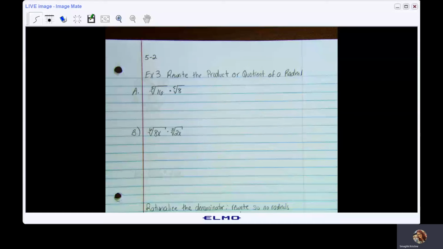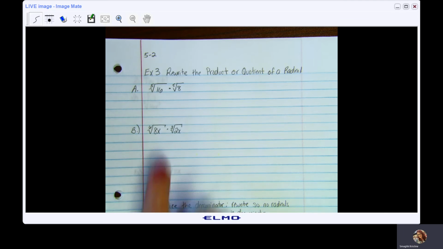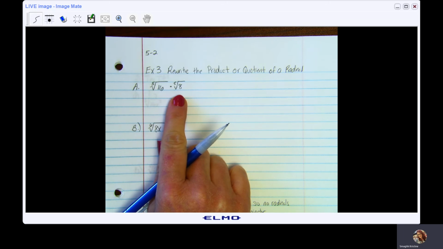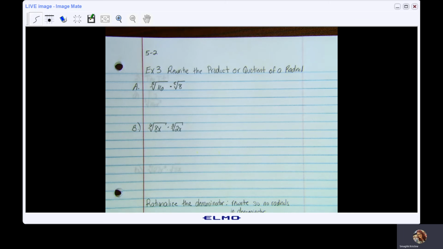In this video, we're going to take a look at topic 5.2, example 3. We're going to rewrite the product or quotient of a radical. So here we go with A. We have the fifth root of 16 times the fifth root of 8.